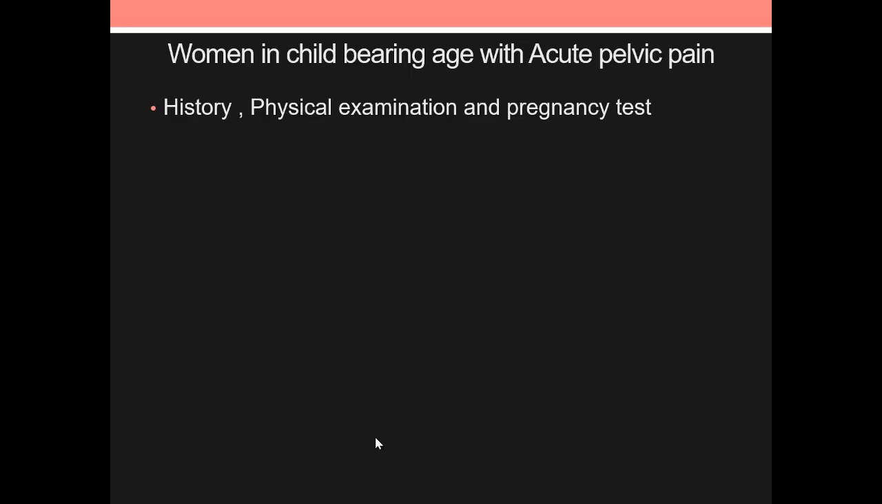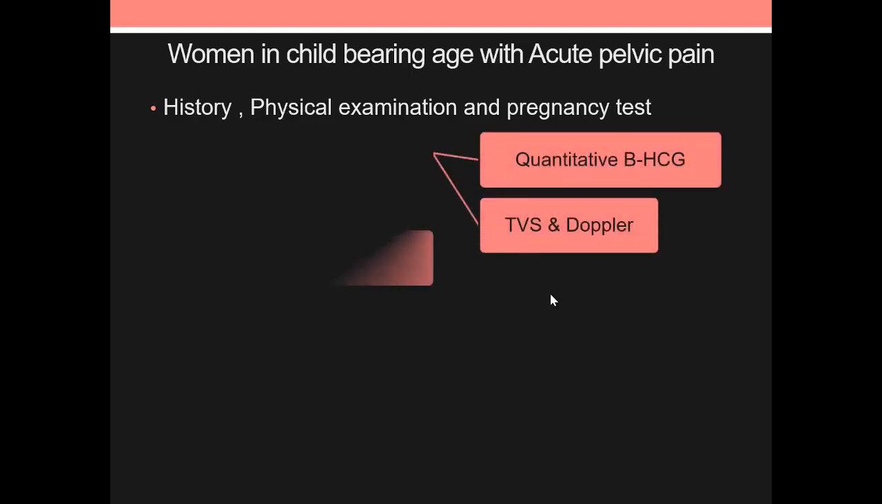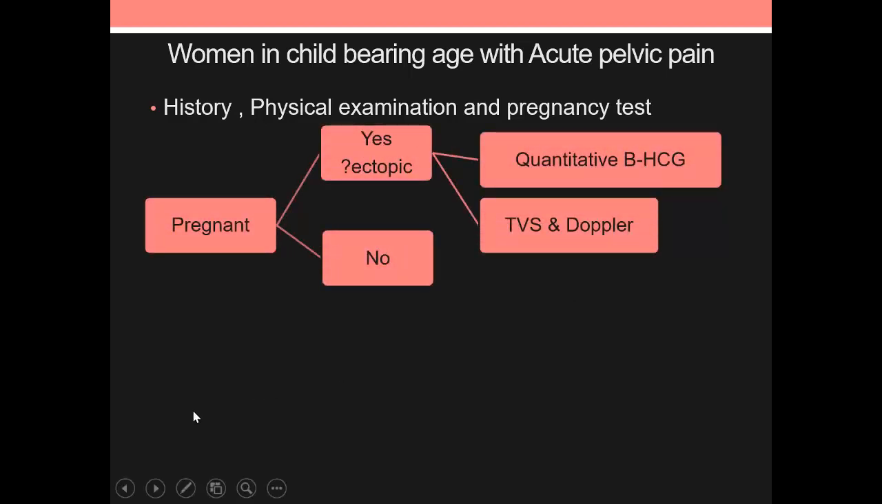Women in the childbearing age with acute pelvic pain. In women especially, we have the prepubertal group, the childbearing age group, and the postmenopausal age group. Each of them differs. In women in the childbearing age with acute pelvic pain, we must have history, physical examination, and most important is the pregnancy test. We must do a pregnancy test.